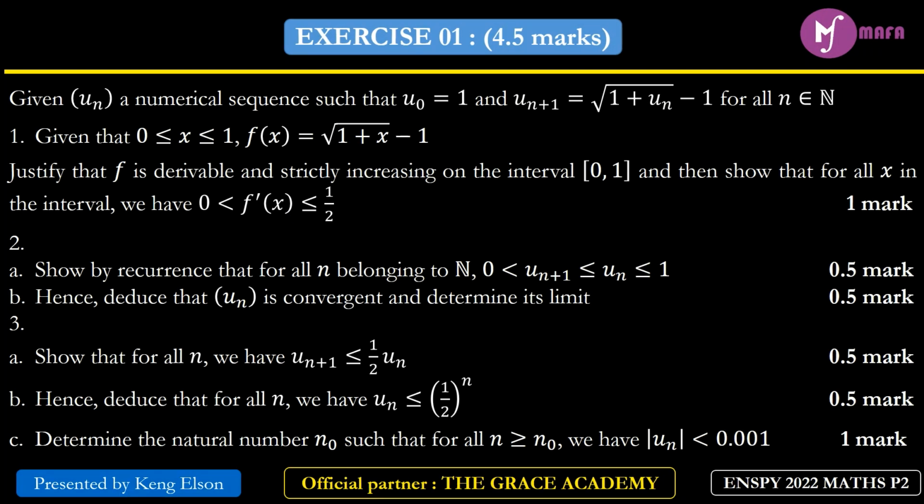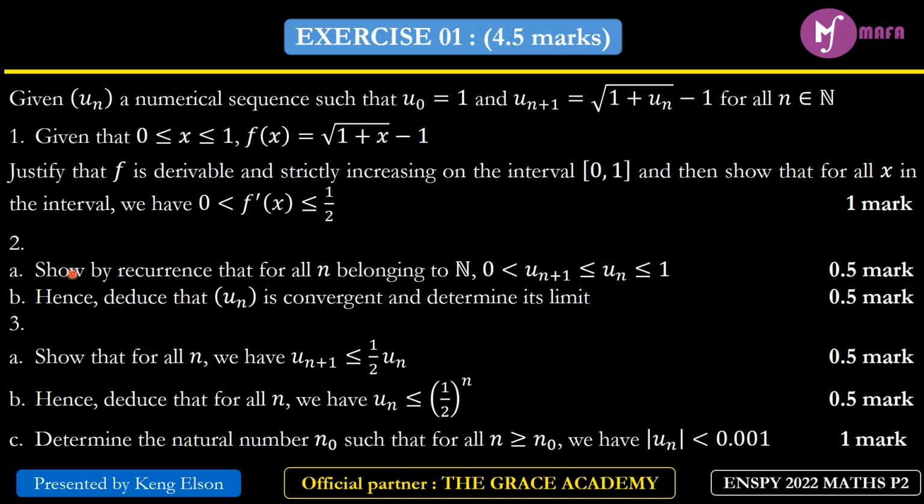Okay, so I'm going to read the questions and then we analyze together and solve. The question reads: given u of n a numerical sequence such that u0 is 1, u n plus 1 is the square root of 1 plus u n, minus 1, for all n that belongs to the set of natural numbers. Question 1: given that x lies between 0 and 1 and f of x is equal to the square root of 1 plus x, minus 1, we justify that f is derivable and strictly increasing on the interval 0, 1, and then show that for all x in the interval we have 0 less than f prime of x less than or equal to half.